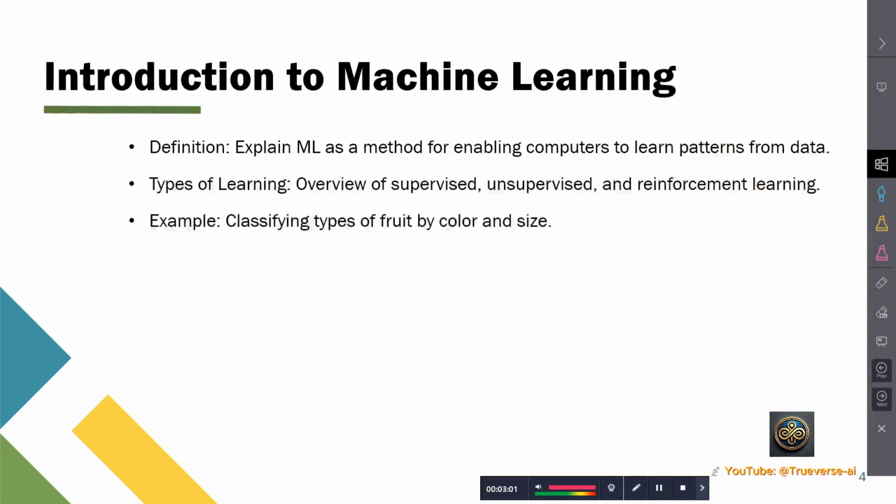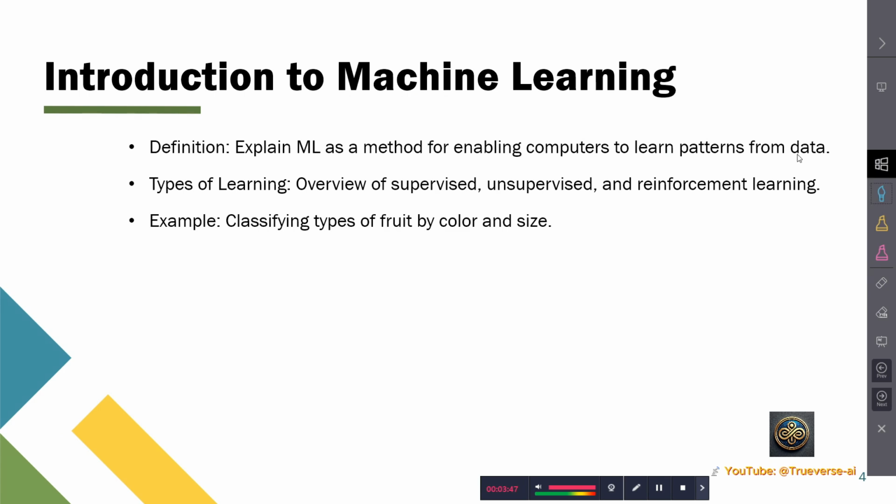So let's again recap some points based on what we discussed before. Machine learning is a method that lets the computer learn from data, so it is data driven. There are three main important parts of machine learning: one is supervised learning, the other is unsupervised learning, and the last one is reinforcement learning.